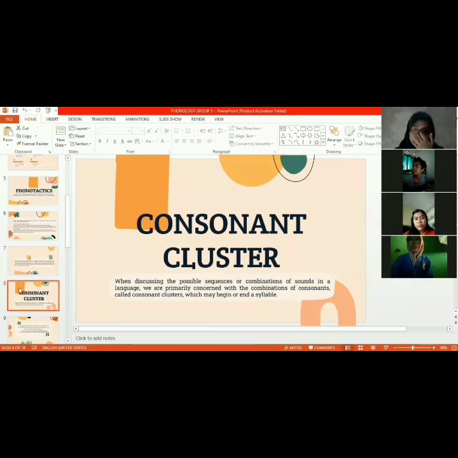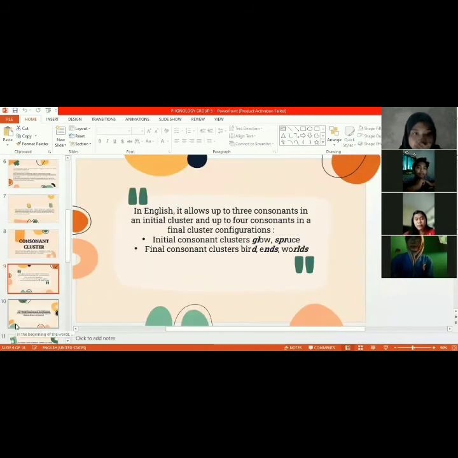Will explain about what is consonant cluster. Consonant cluster is a sequence of two or more consonant sounds without a vowel in between. Consonant cluster is divided into two: initial consonant cluster and final consonant cluster. In English, it allows up to three consonants in an initial cluster and up to four consonants in a final cluster configuration.